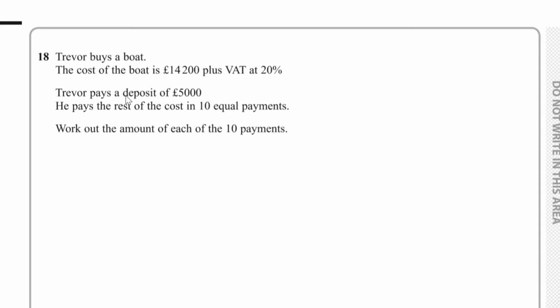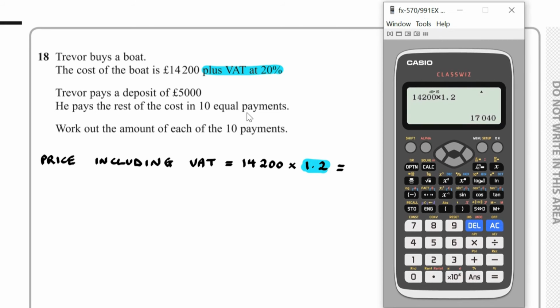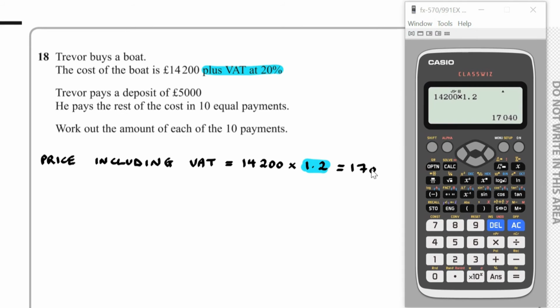Question number 18. Trevor buys a boat. The cost of the boat is £14,200 plus VAT at 20%. Trevor pays a deposit of £5,000. He pays the rest of the cost in 10 equal payments. We have to work out the amount of each of the 10 payments. Well, the price including VAT, we need to add 20% to this amount here. So we have 14,200 multiplied by 1.2. The 1.2 represents adding 20% VAT. So if we work this out, it turns out we get a value of 17,040. So that's how much the price of the boat is.